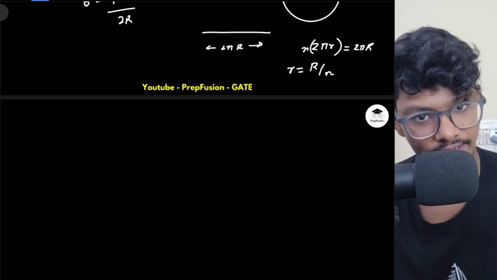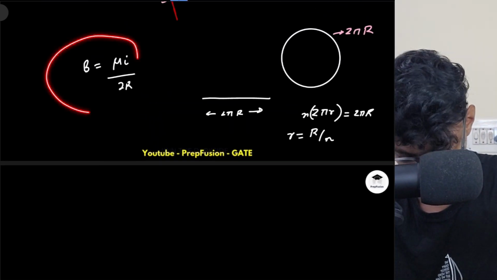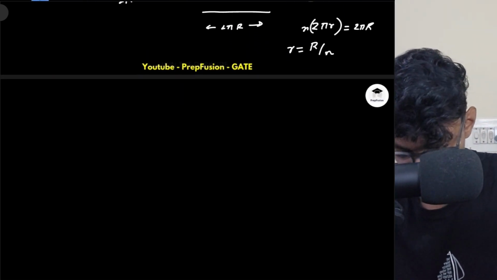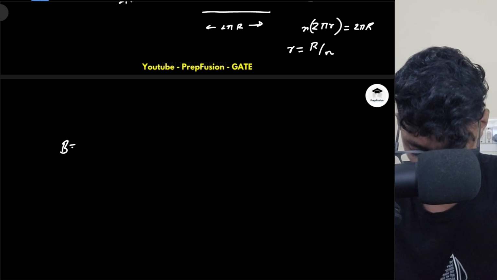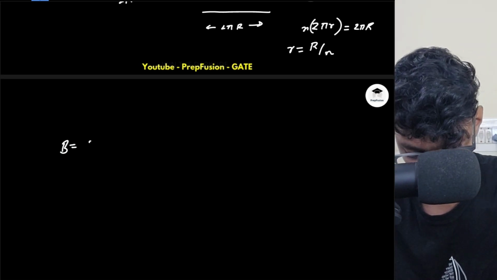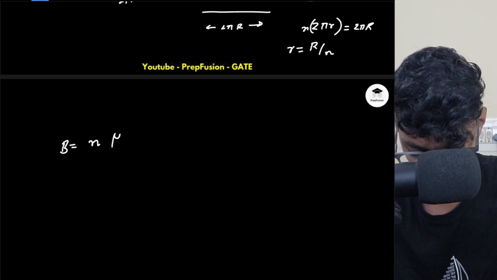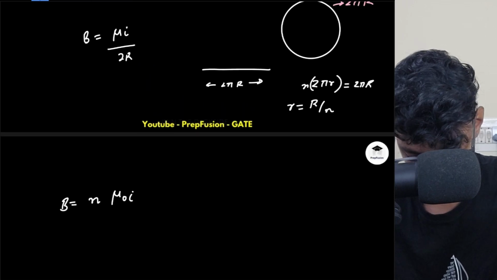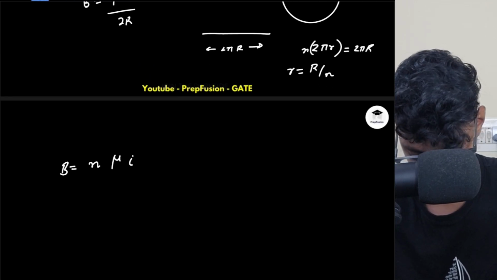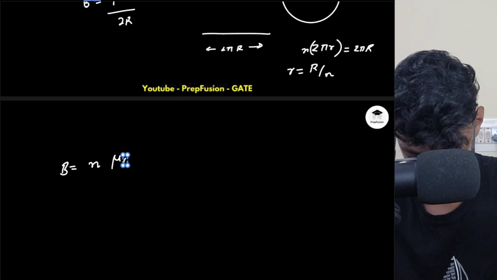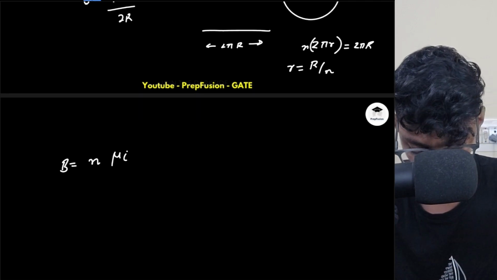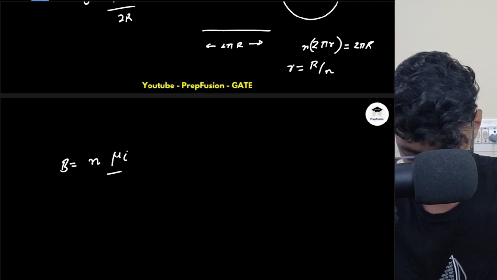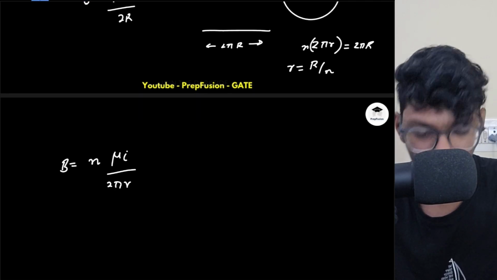Now I can comment on the magnetic field. Initially the magnetic field was this. Due to n turns, what will be the magnetic field? Obviously there are n turns, so I will multiply by n. Then mu naught I, and they haven't mentioned any medium, divided by 2 small r, not capital R.